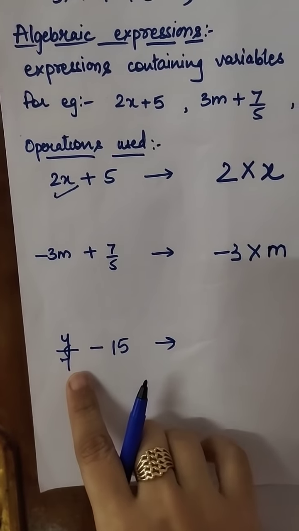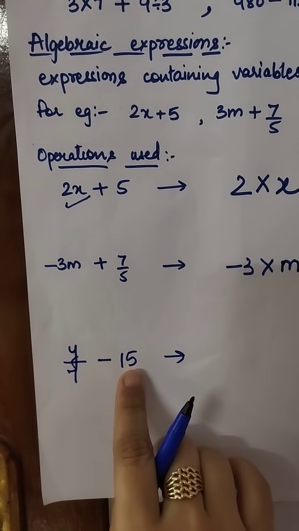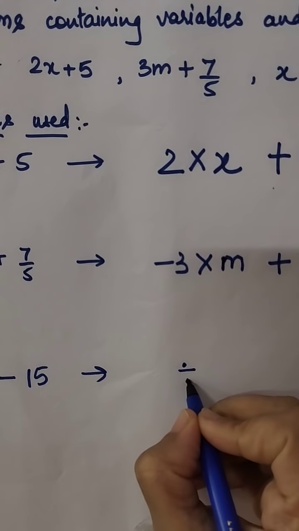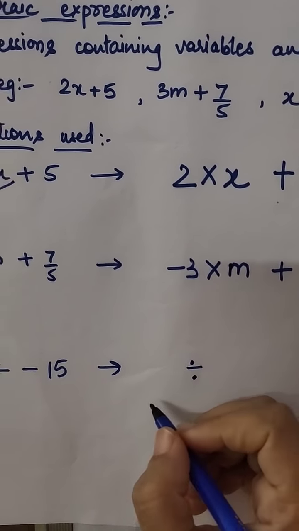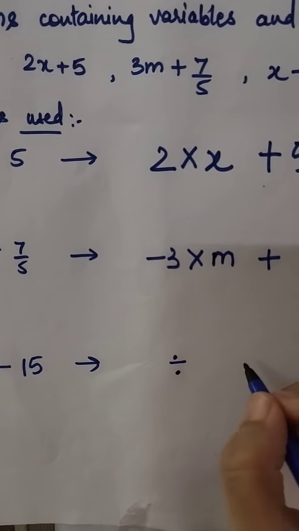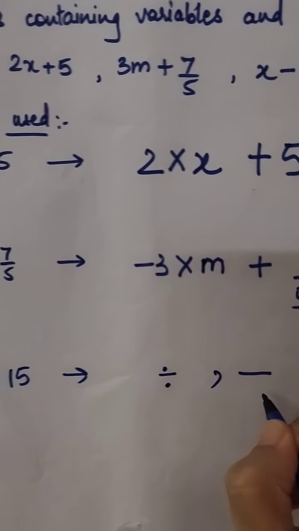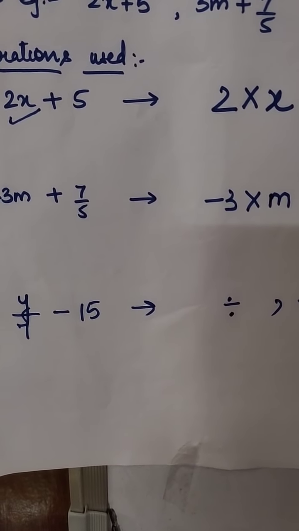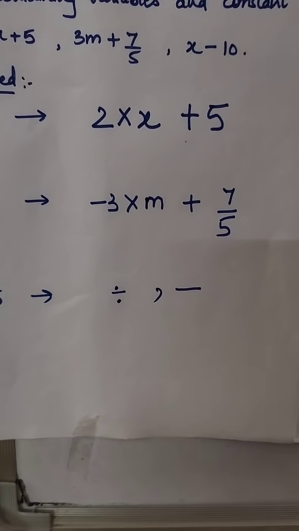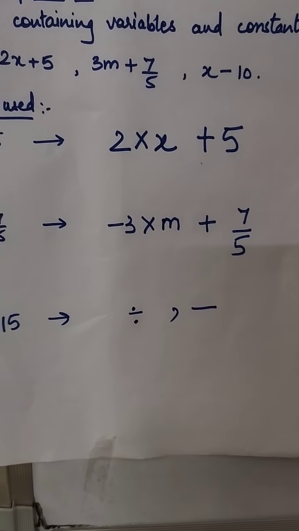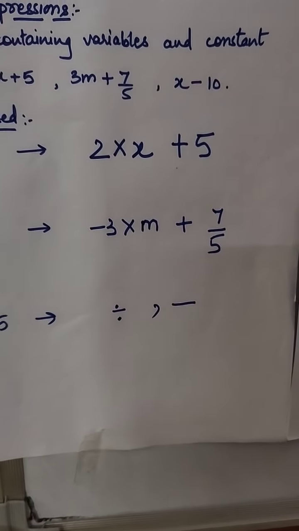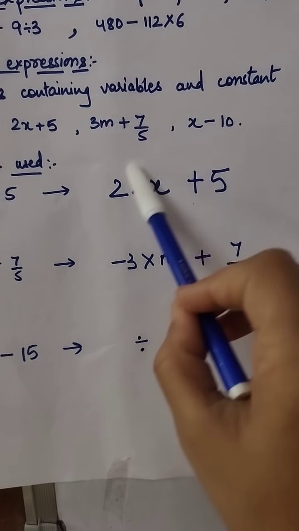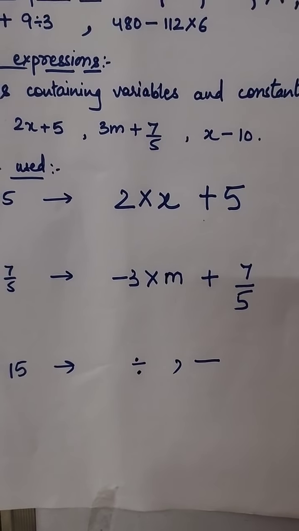Now take the last case. It is y divided by 7 minus 15. So what are the operations that we are using here? We are using division. y is divided by 7 and then we are using subtraction, because then 15 is subtracted from y by 7. Okay, so with the help of fundamental operations, we can combine constants and variables, and when we do so, we get algebraic expressions.